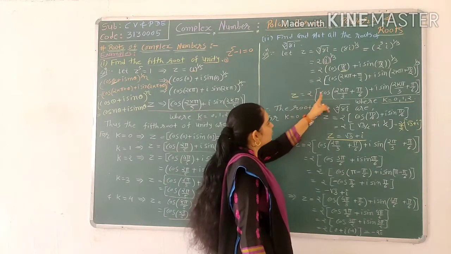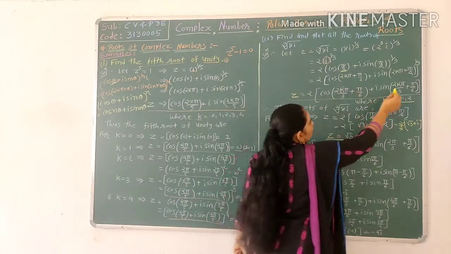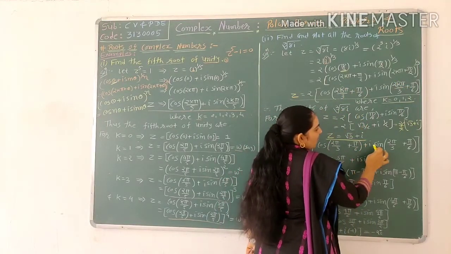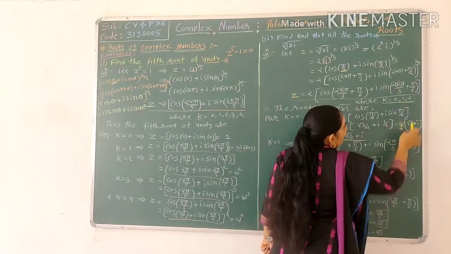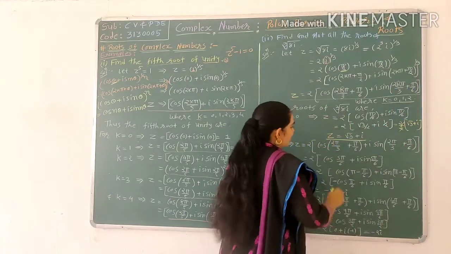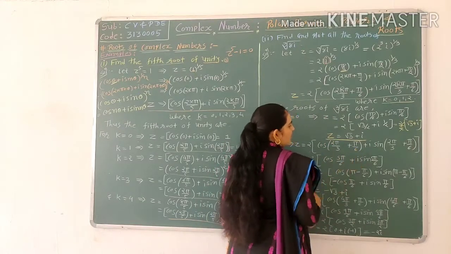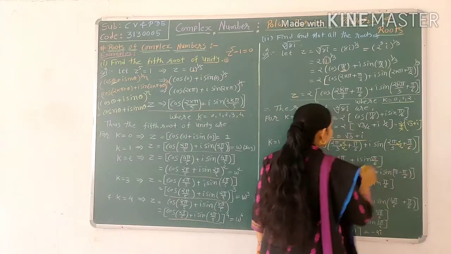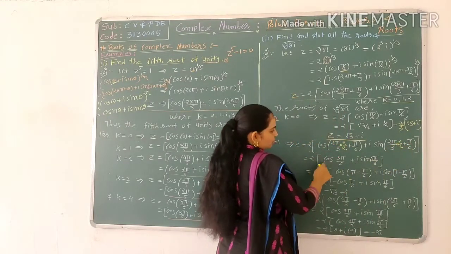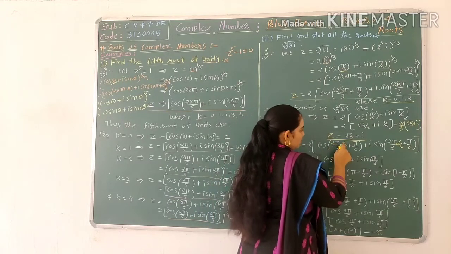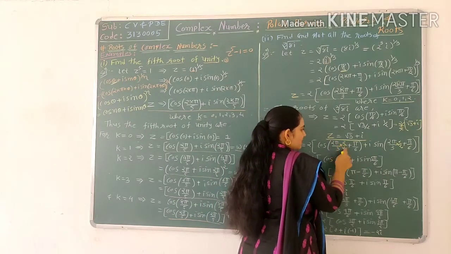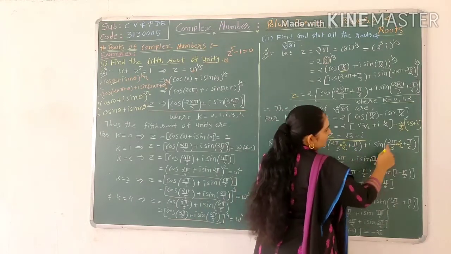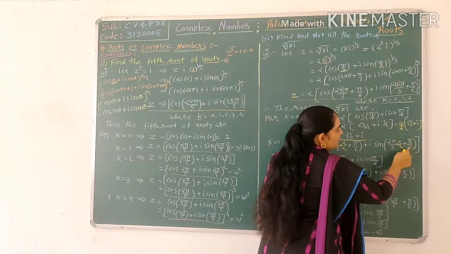Okay. Now put k = 1 in this equation. Therefore, z = 2[cos(2π/3 + π/6) + i sin(2π/3 + π/6)]. Now here the LCM is 6, so multiply and divide by 2. Therefore, z = 2[cos(4π/6 + π/6) + i sin(4π/6 + π/6)], that means 5π/6.